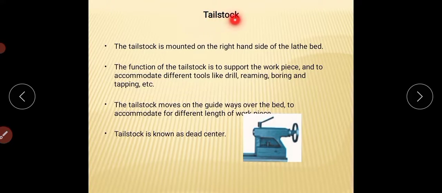The next part is tailstock. The tailstock is mounted on the right hand side of the lathe bed. The function of the tailstock is supporting the workpiece and accommodating different tools like drill, reaming, boring and tapping, etc. The tailstock moves on the guideways over the bed to accommodate the different lengths of the workpiece. The tailstock is also known as dead center.